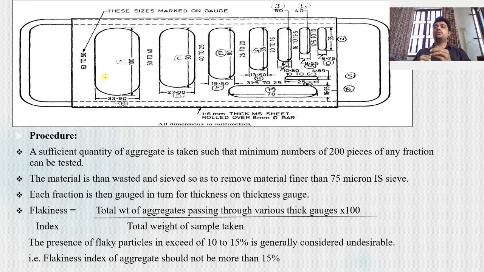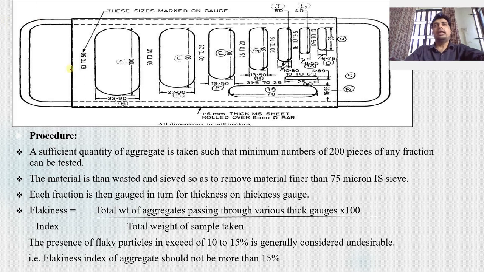First of all, you have to take a sufficient quantity of aggregates, with a minimum of 200 pieces of any fraction that can be tested. You can take 10 to 12.5 mm, you can take 16 to 20 mm, and you can take various sizes of aggregate for this test. It depends on the quantity and size of the aggregate which you are using at your site.